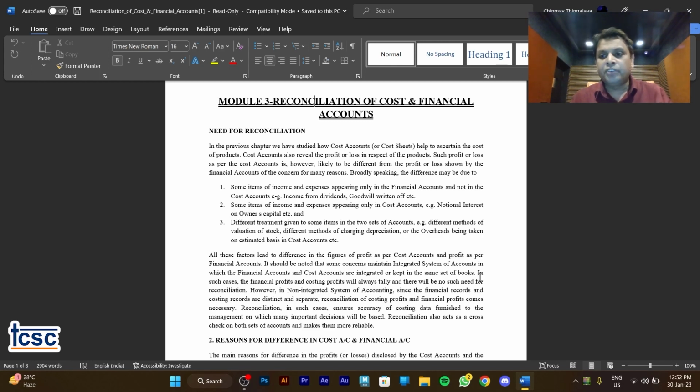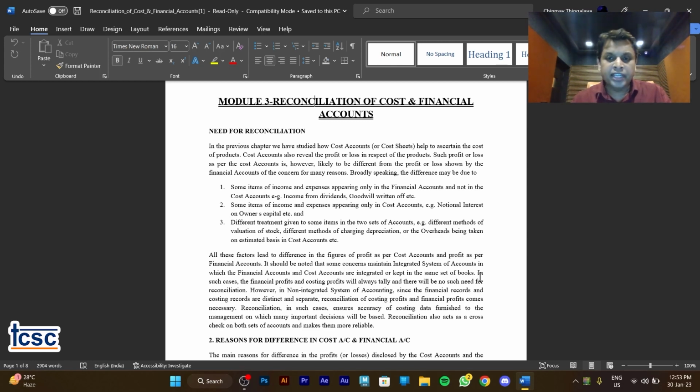So today our topic is reconciliation of cost and financial accounts. Now the question comes here: what is a reconciliation statement and why do we require it? In any business organization, there are two sets of books. The first set of books is known as the cost book, and the second is the financial book. The profit shown by them has to be the same.